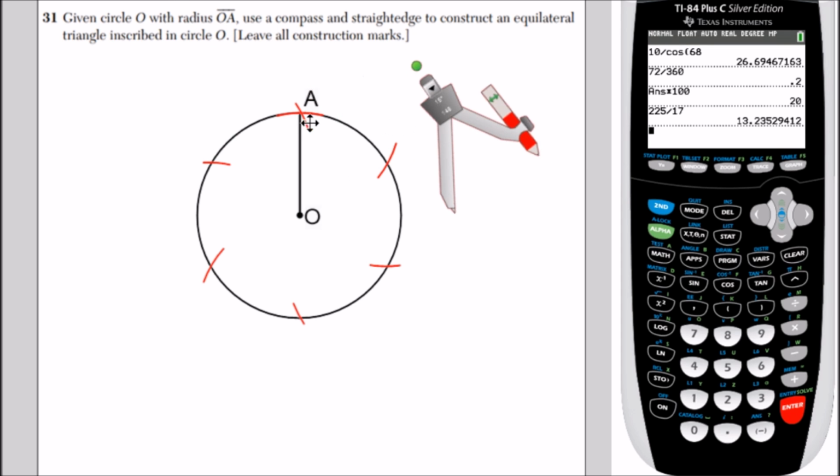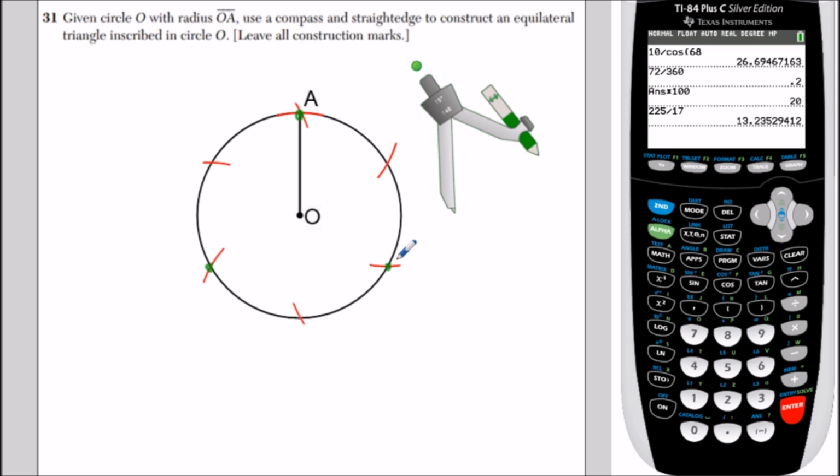But now be careful. Don't connect everything, because it's asking us to construct an equilateral triangle, not a hexagon. So we're not going to connect all 6 points. We're going to skip a point, because if I connected this one to this one to this one, it wouldn't be equilateral. So we're going to connect this point to this point and then to this point.